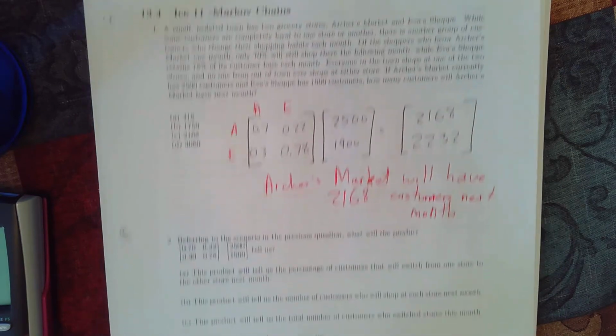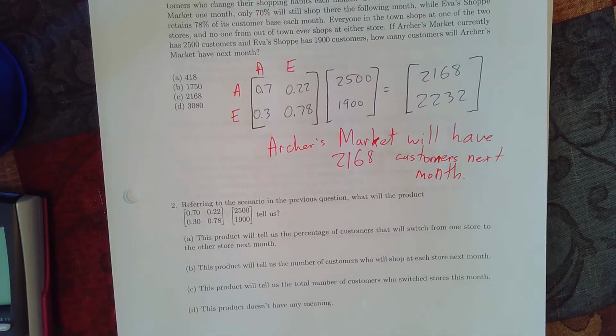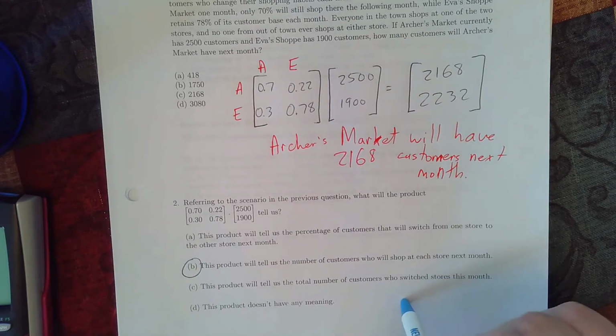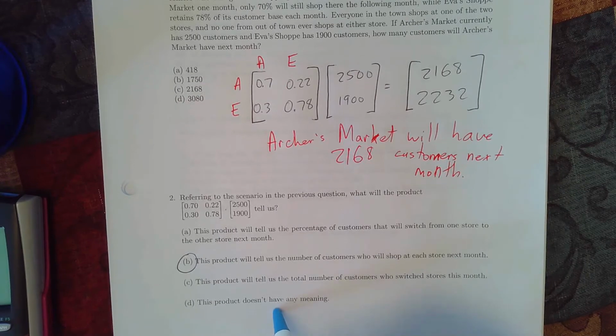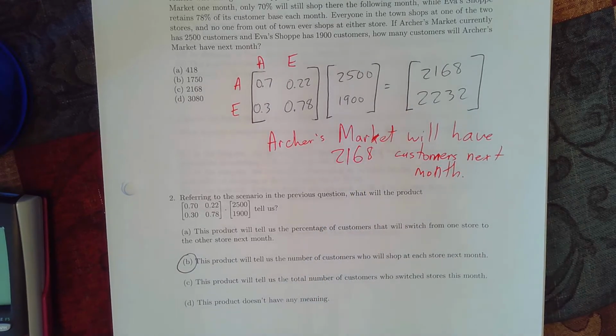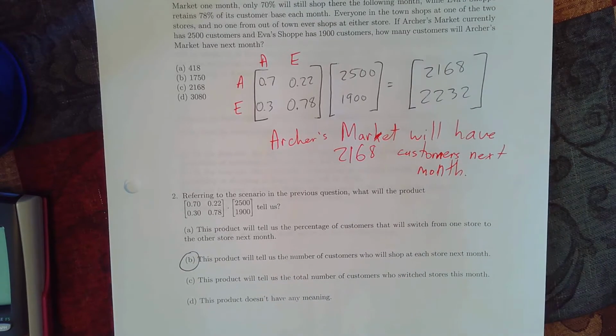So in this scenario, when we're multiplying these together, it'll tell us the number of customers we expect to shop at the store each month. It won't tell us how many have switched stores, because this is referring to all customers, not just the people that are switching. It does have a meaning, so it's not going to not have any meaning. And we don't have percentages here, we have raw numbers. So because we have the raw numbers, it's telling us how many customers are going to be at each shop next month.